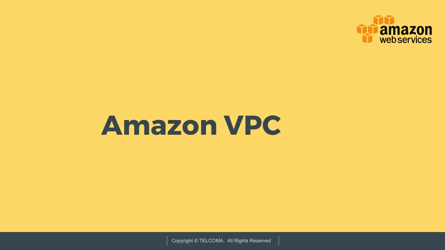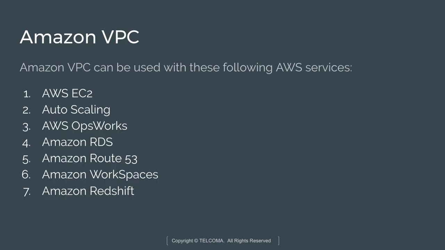Let's discuss services. That means Amazon Virtual Private Cloud can be used with these services. We can use Virtual Private Cloud with EC2, Amazon Elastic Compute Cloud. We can use it with Auto Scaling, OpsWorks, Relational Database Service, Route 53, WorkSpaces and Redshift.